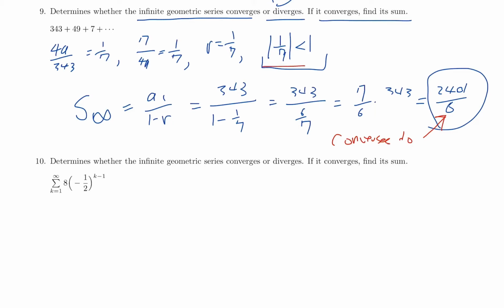If the common ratio didn't satisfy this, if the common ratio was like 7, or 5, or even 3 over 2, -5, -10, any of those numbers, you would diverge. That means the sum does not exist.